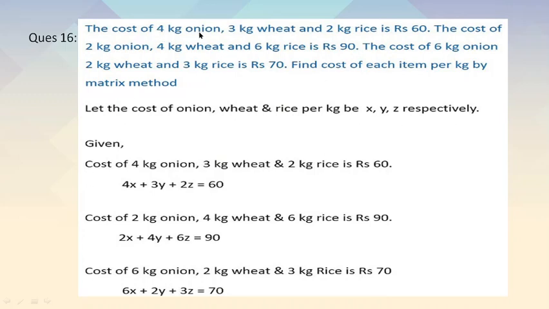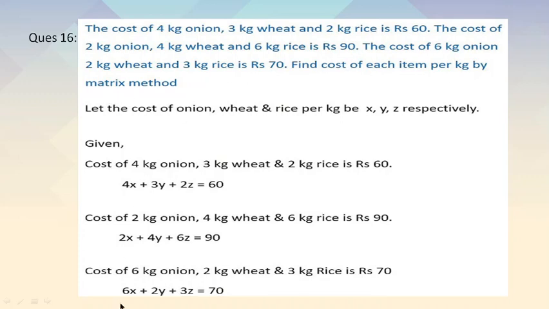Now the first information, 4 kg onion means 4x, 3 kg wheat means 3y and 2 kg rice means 2z, and their addition. The total cost is 60, so it is equal to 60. Second information, the cost of 2 kg onion means 2x, 4 kg wheat 4y and 6 kg rice means 6z. Addition, the total cost is 90, is equal to 90. Last information, the cost of 6 kg onion means 6x, 2 kg wheat means 2y and 3 kg rice means 3z is equal to 70. Find the cost of each item per kg by matrix method.